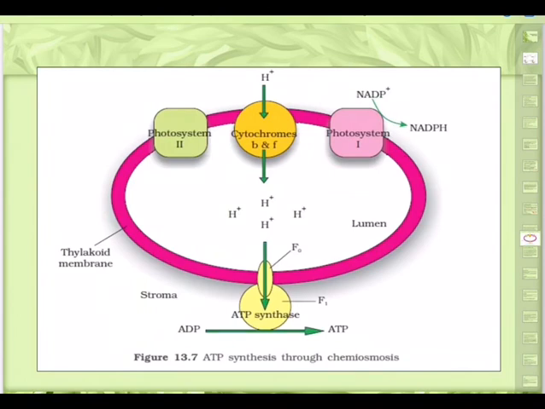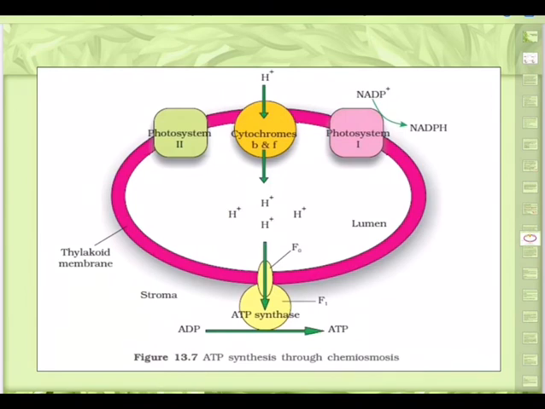in the F1 particle of ATPase, which is also called the coupling factor. The transient F1 particle of the ATPase enzyme forms ATP from, as I explained yesterday, ADP plus inorganic phosphate. So ADP plus inorganic phosphate will form ATP. The ATP synthase enzyme, which helps in the formation of ATP, will make the inorganic phosphate present in the lumen combine.